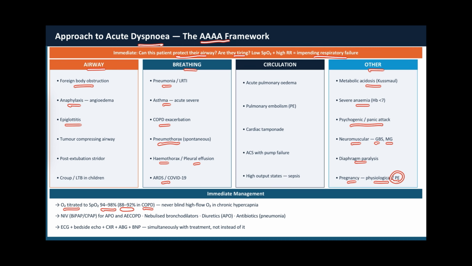Never blindly give high flow oxygen in case of a chronic hypercapnia patient because the patient's brain is sustaining because of this hypercapnia. If you give excess oxygen and you take out all the carbon dioxide that is there in the brain, then it will kill the patient.